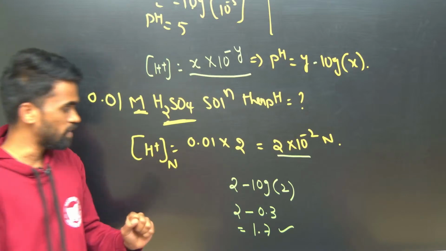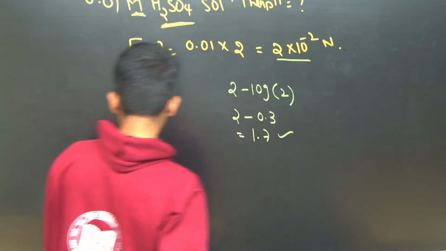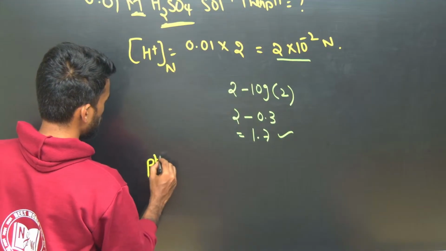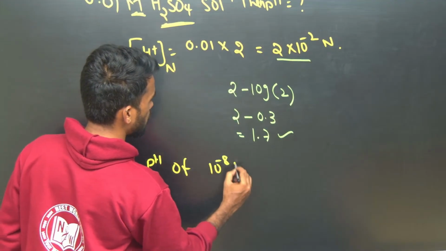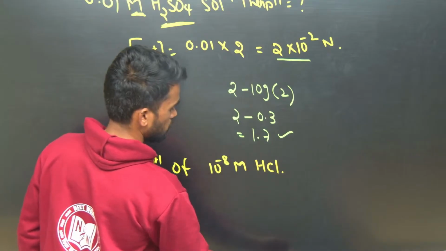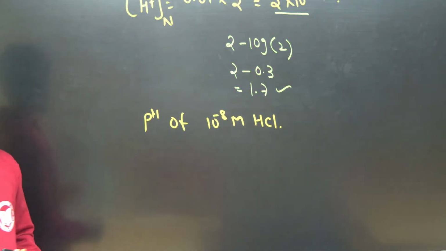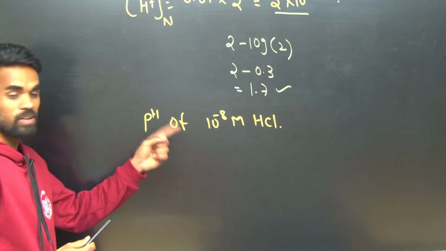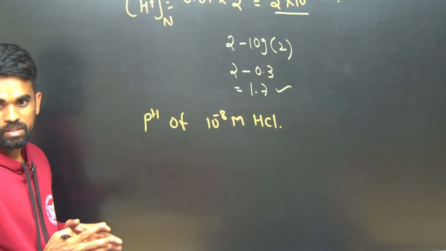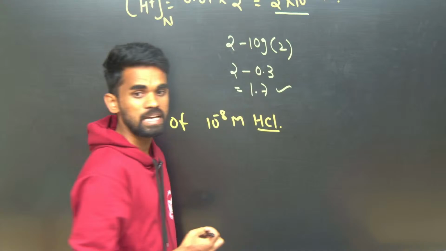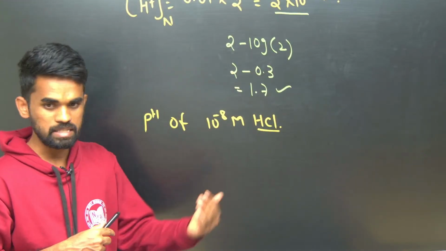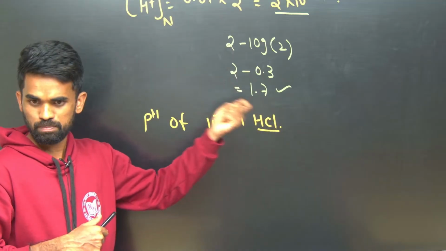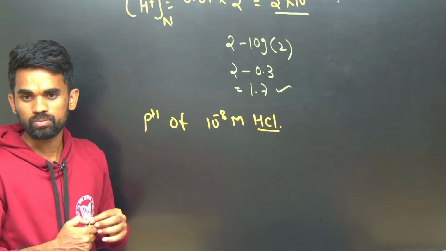Yeah. So the next one: what is the pH of 10 power minus 8 molar HCl? Tell me. So simply you are saying 8, but 8 is not possible now. Since HCl is an acid, its pH must be less than 7, because below 7 we have the acidic region. So what to do now?